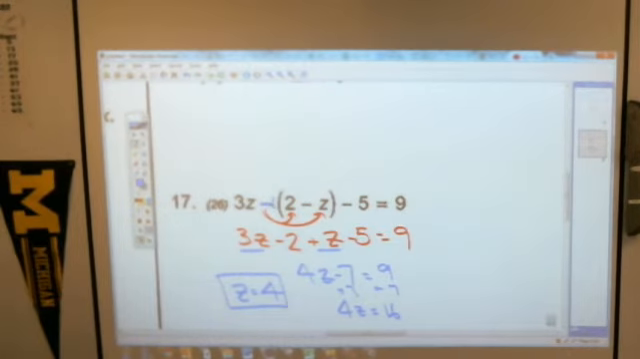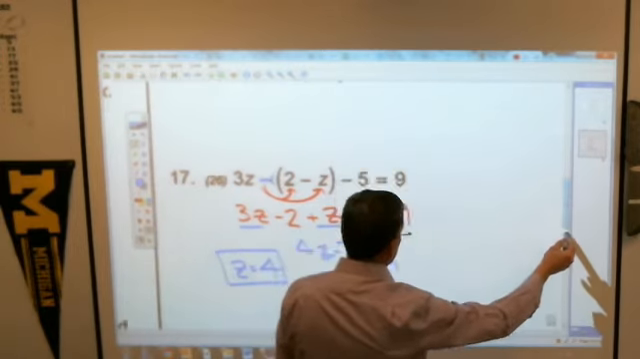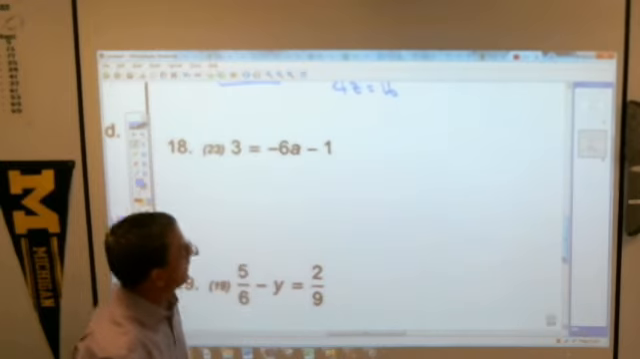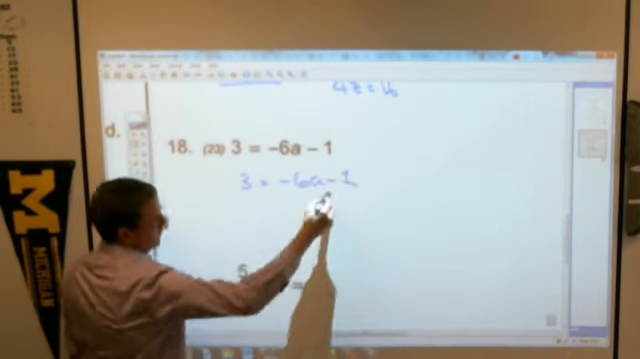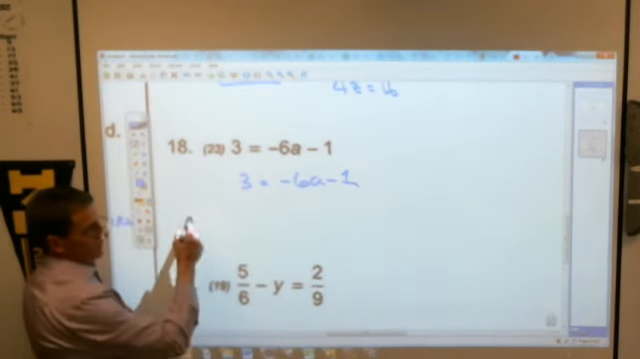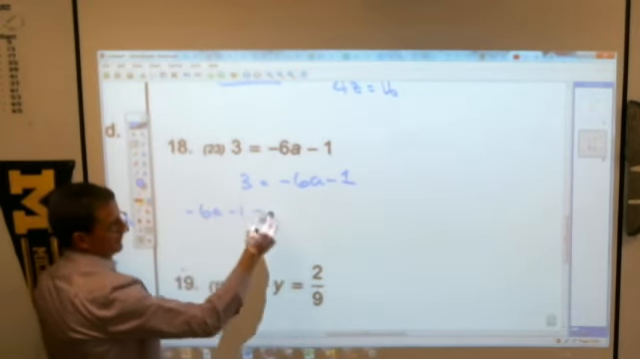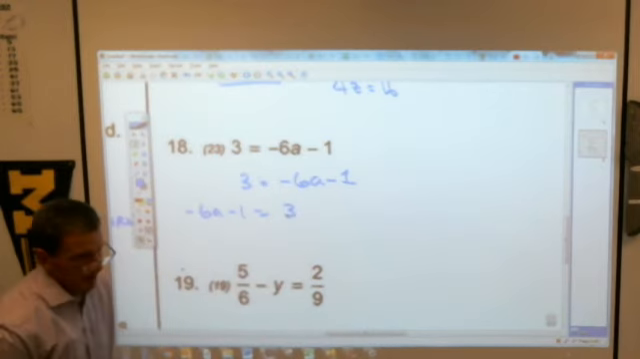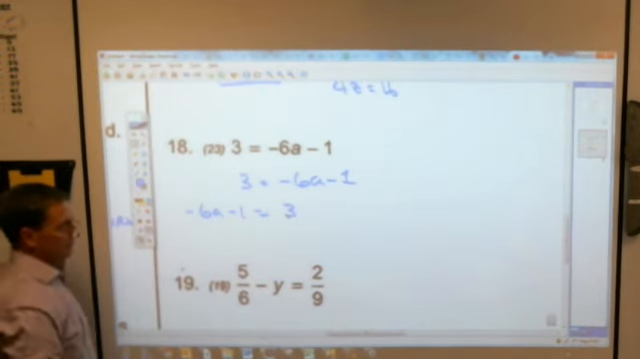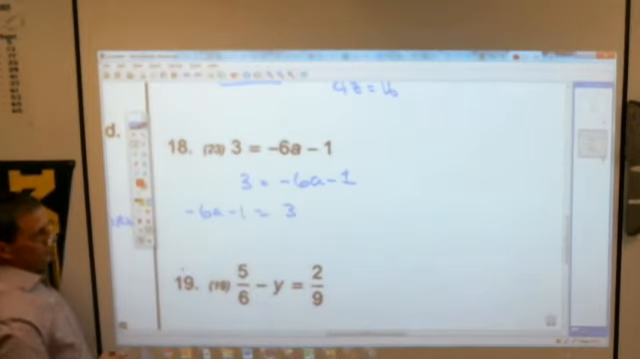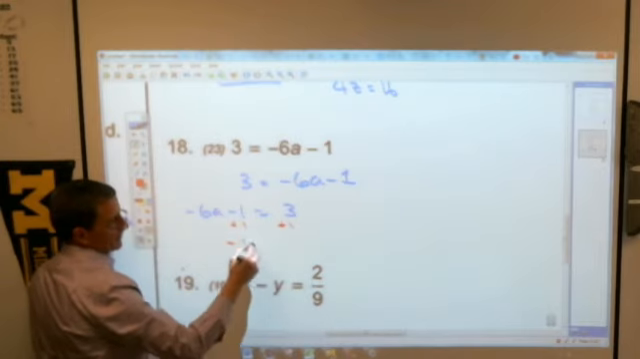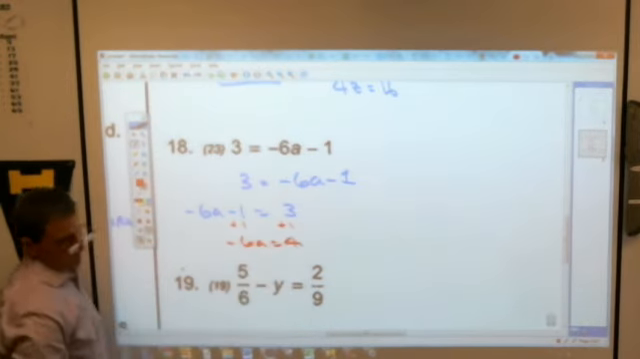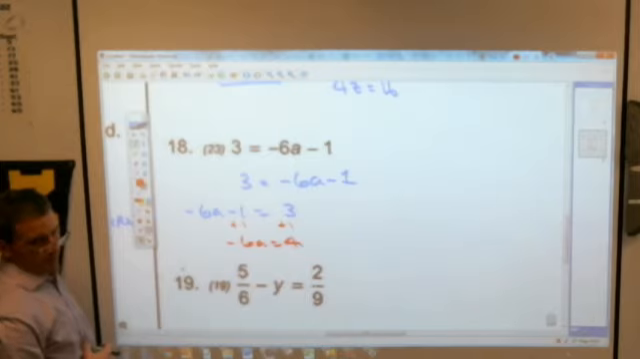Yes, Abram. 18. I am 16. 16. Now, would this make more sense if you just flip-flop the stuff and put the negative 6a on this side and the 3 over there? I don't know if it matters, but sometimes people would get mixed up because of the negatives. How do you solve this, Abram? You are going to add the 1 to get it to the other side. So now negative 6a equals 4. And then solve it from there, Carter Westfall?